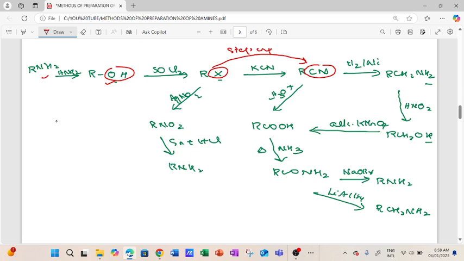Then that CN changes to CH2NH2 by reduction in presence of nickel, and that amine changes to alcohol again. That alcohol can be converted to acid. This acid you can prepare directly from CN by acid hydrolysis. From acid to amide RCONH2, amide to amine with one carbon less, and amide to amine with the same number of carbon atoms. These are two important preparations we have just studied. And from alkyl halide to nitro compound and nitro to amino compound. So these are the important conversions.